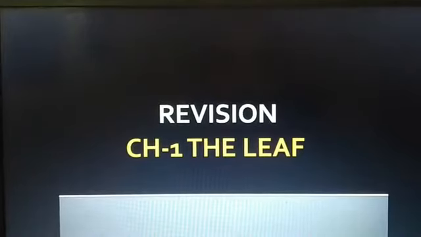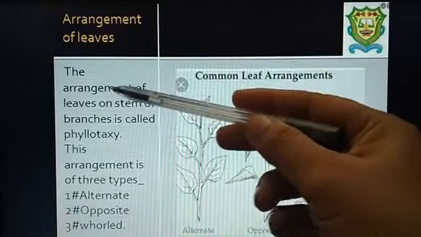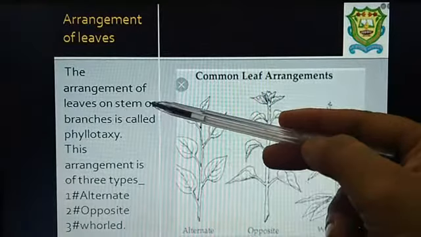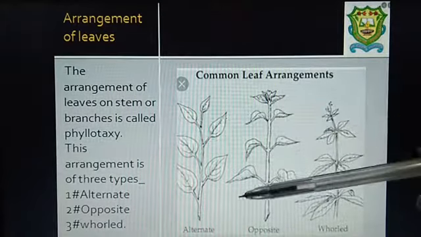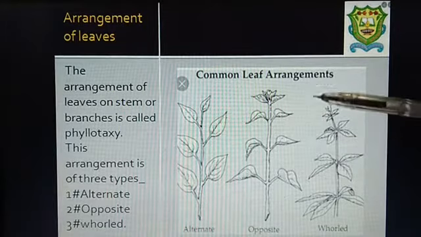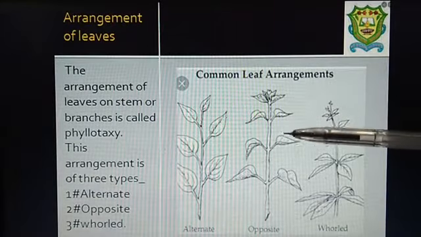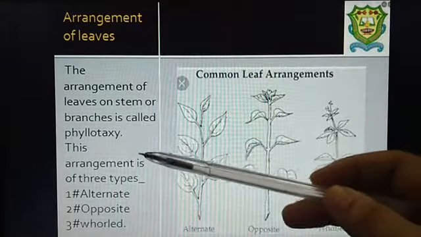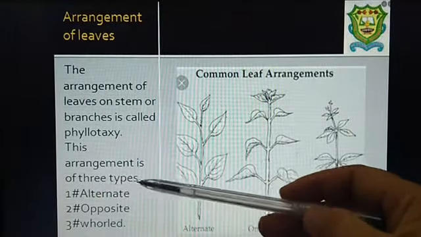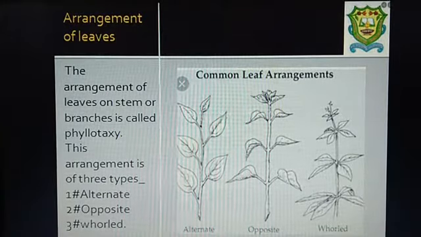Good morning, students. We are doing the revision of chapter 1, the leaf. Arrangement of leaves. The arrangement of leaves on stem or branches is called phyllotaxy. This prevents overlapping among the leaves so that each and every leaf may get sufficient amount of sunlight. This leaf arrangement is of three types: alternate, opposite and whorl.